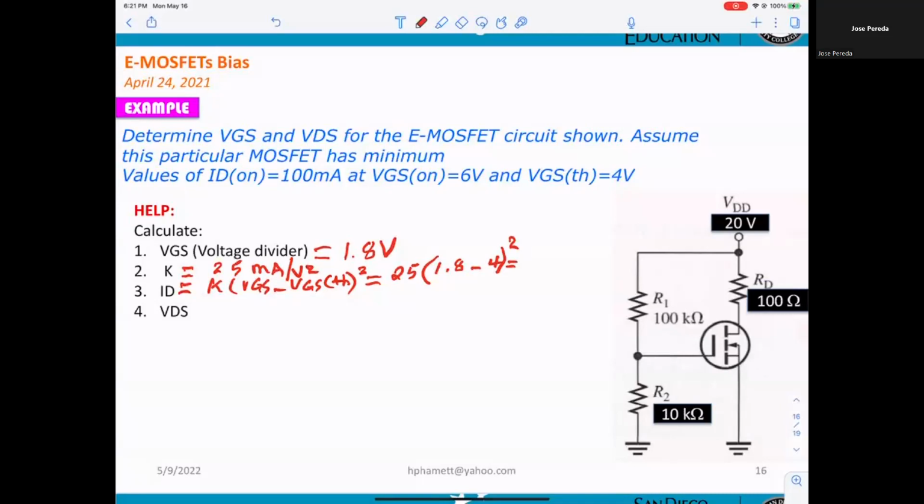It is 121. How come I get 12.1? Yeah, VDS 12.1. Is it 12.1? Yes, VDS. No, sir, the ID is 121. VDS is 12.1.